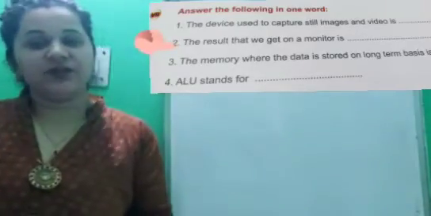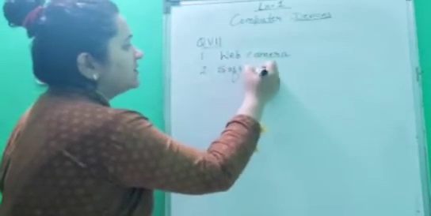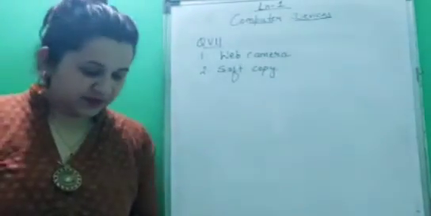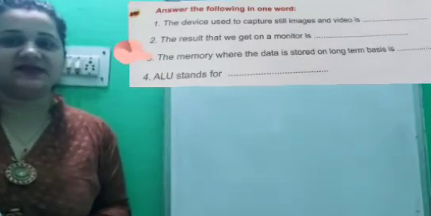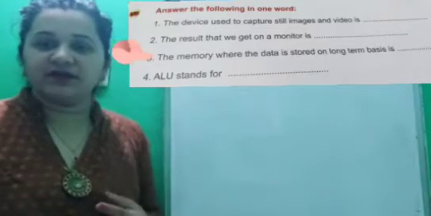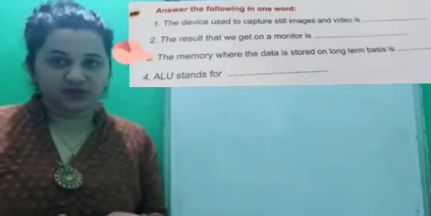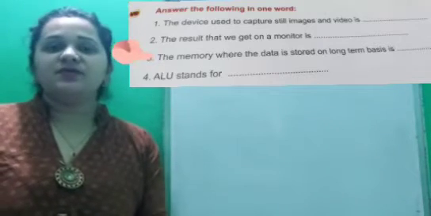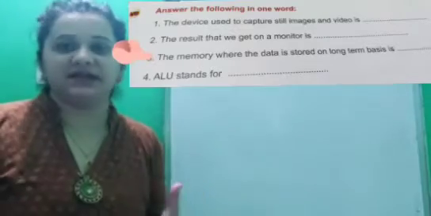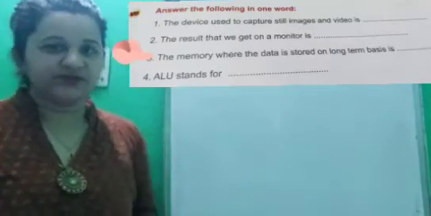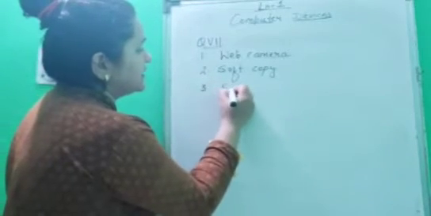Now second, the result that we get on a monitor is what, children? Yes, it is the soft copy, and when we get that result printed on a piece of paper, that is the hard copy. Now third one, the memory where the data is stored on a long-term basis is dash. Children, two types of memory are there, primary memory and secondary memory. Secondary memory is the memory where the data is stored for the long term, means permanently, for future use. So write down secondary memory.